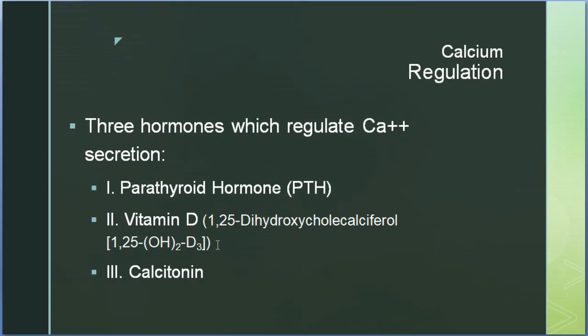So these are the three important hormones that regulate your calcium: your PTH, your activated form of vitamin D, specifically your 1,25-dihydroxycholecalciferol, and lastly, your calcitonin. So your parathyroid hormone is produced by your parathyroid gland. Your vitamin D, we will see where your vitamin D is being synthesized. And lastly, your calcitonin is being secreted by your thyroid gland. Very good.